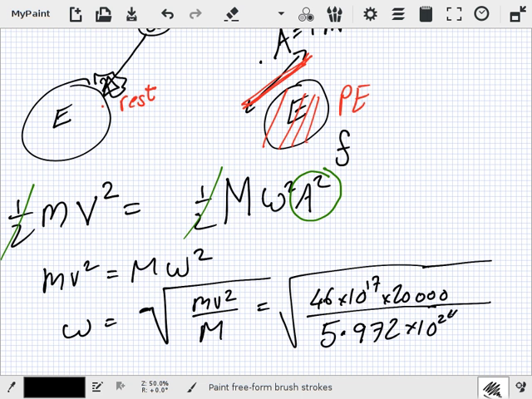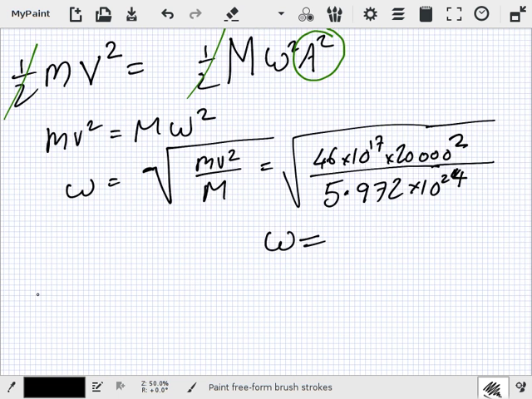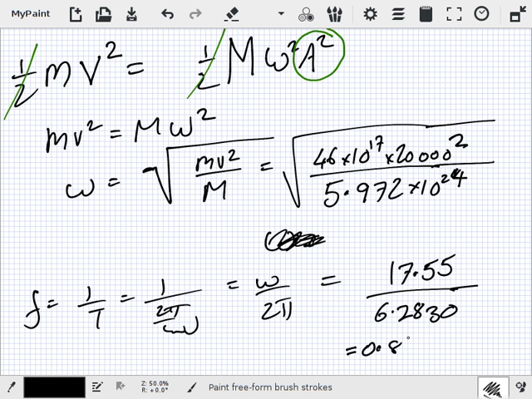5.972 times 10 to the 24. Oh, and it's a square there. So that's the omega. Could someone punch that in? Get the omega at least. That's a 24. Because once you have that, we can say f equals 1 over T equals 1 over 2 pi over omega. So that will equal omega over 2 pi, which will equal, 10 to the power 24, 17.5. Okay, so this is our answer here, which is 0.883 hertz.